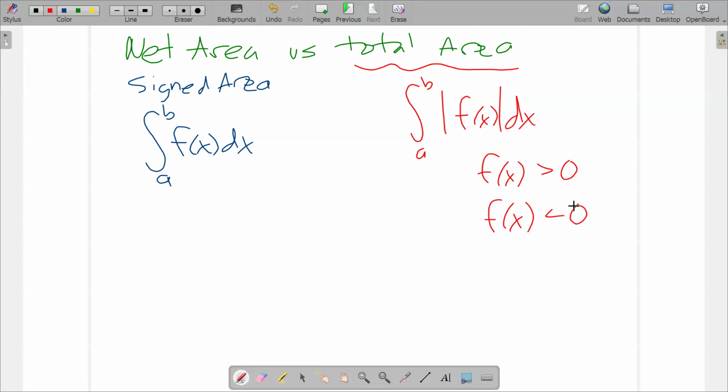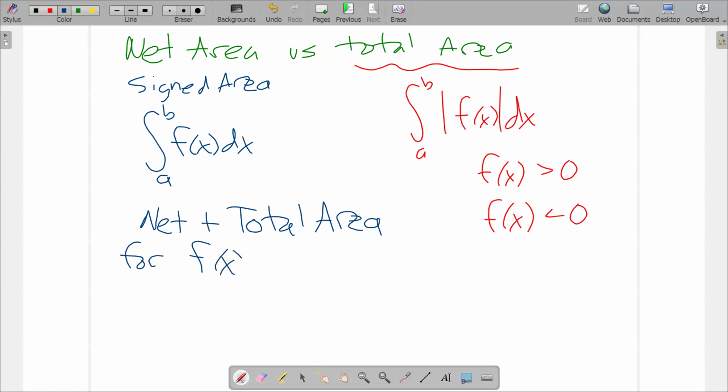And so graphing calculators are super helpful for that. Sometimes we have to solve an equation for when it is 0 and check when it's positive and negative. Let's look at a simple example of this. Let's suppose we want to find net and total area for f of x equals 2x minus 1 on the interval from 0 to 4.